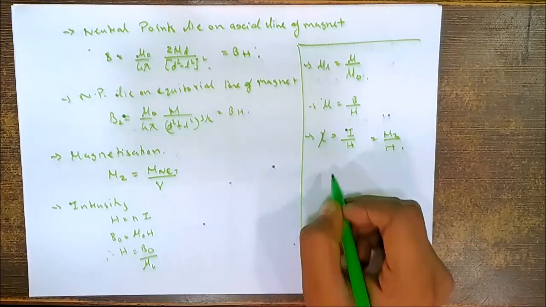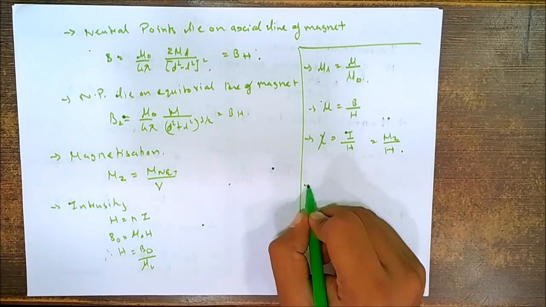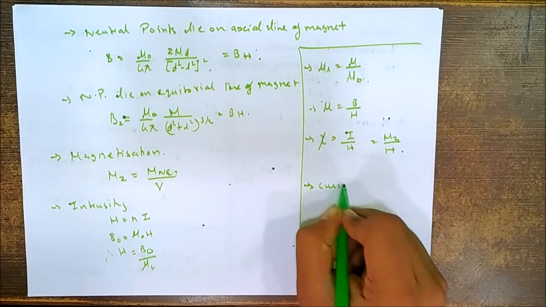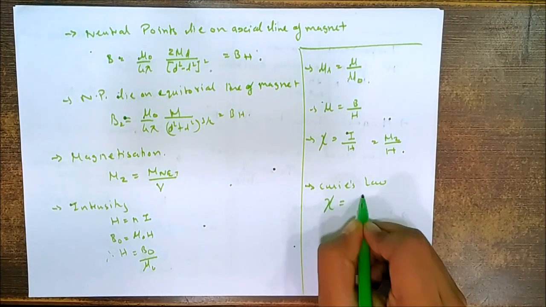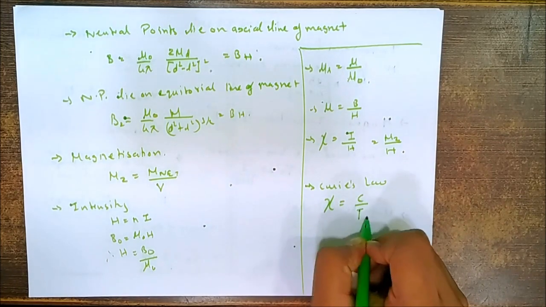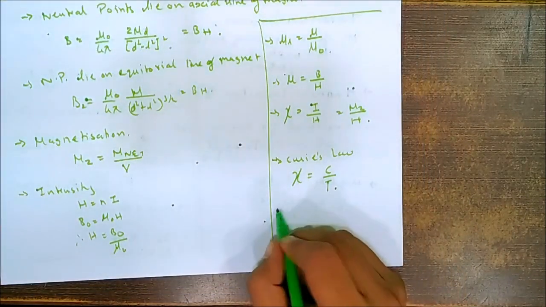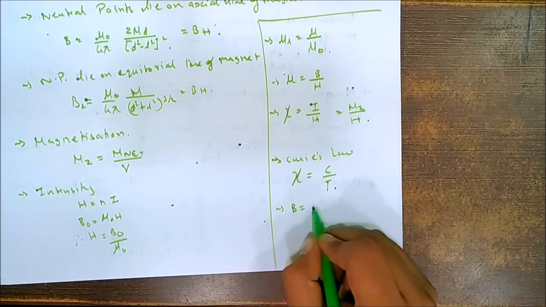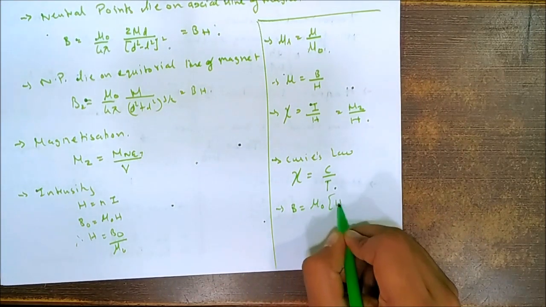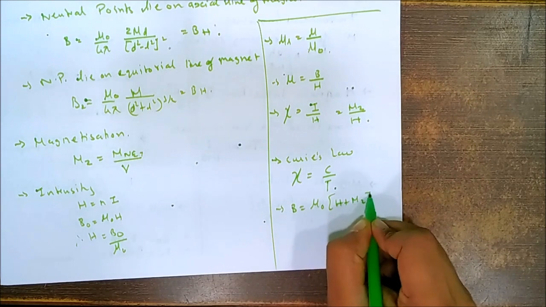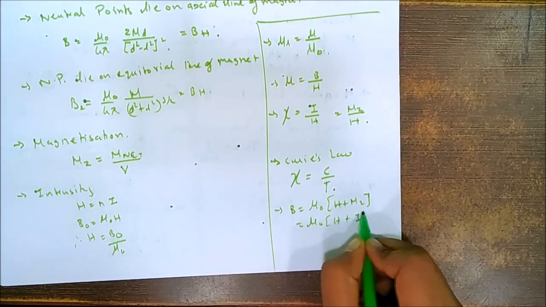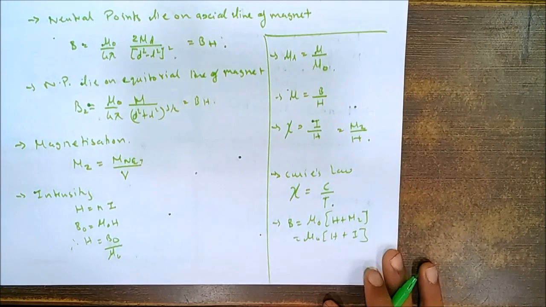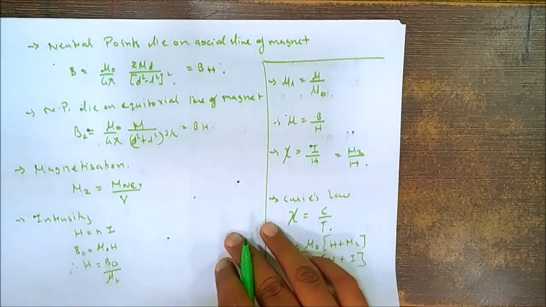The next is relative permeability, which is given as mu r is equal to mu upon mu naught. Permeability mu is given as B by H. We have susceptibility, which is I upon H, also M upon H. I is intensity of magnetization. Curie's law: susceptibility is equal to C by T. Also B, or magnetic induction, is given as mu naught H plus M, or mu naught H plus I, where I stands for M. So these are the important formulas from the chapter magnetism.